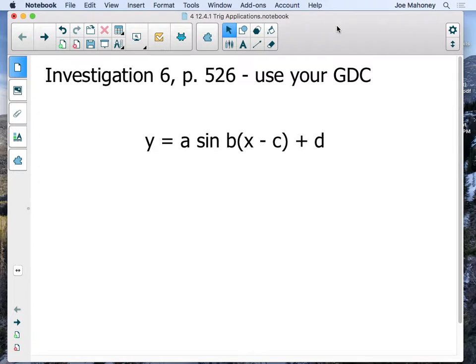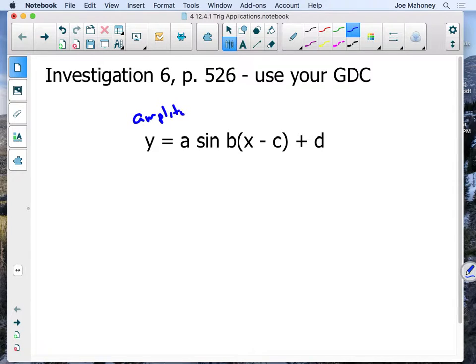So we're going to start on investigation 6 on page 526. We already know what the A value does to the graph. The A value is the amplitude. It's the height of the graph. We know that the B is the frequency, how many cycles we see in 2 pi. And we know from the frequency, we can get the period of the graph, which is 2 pi over B.